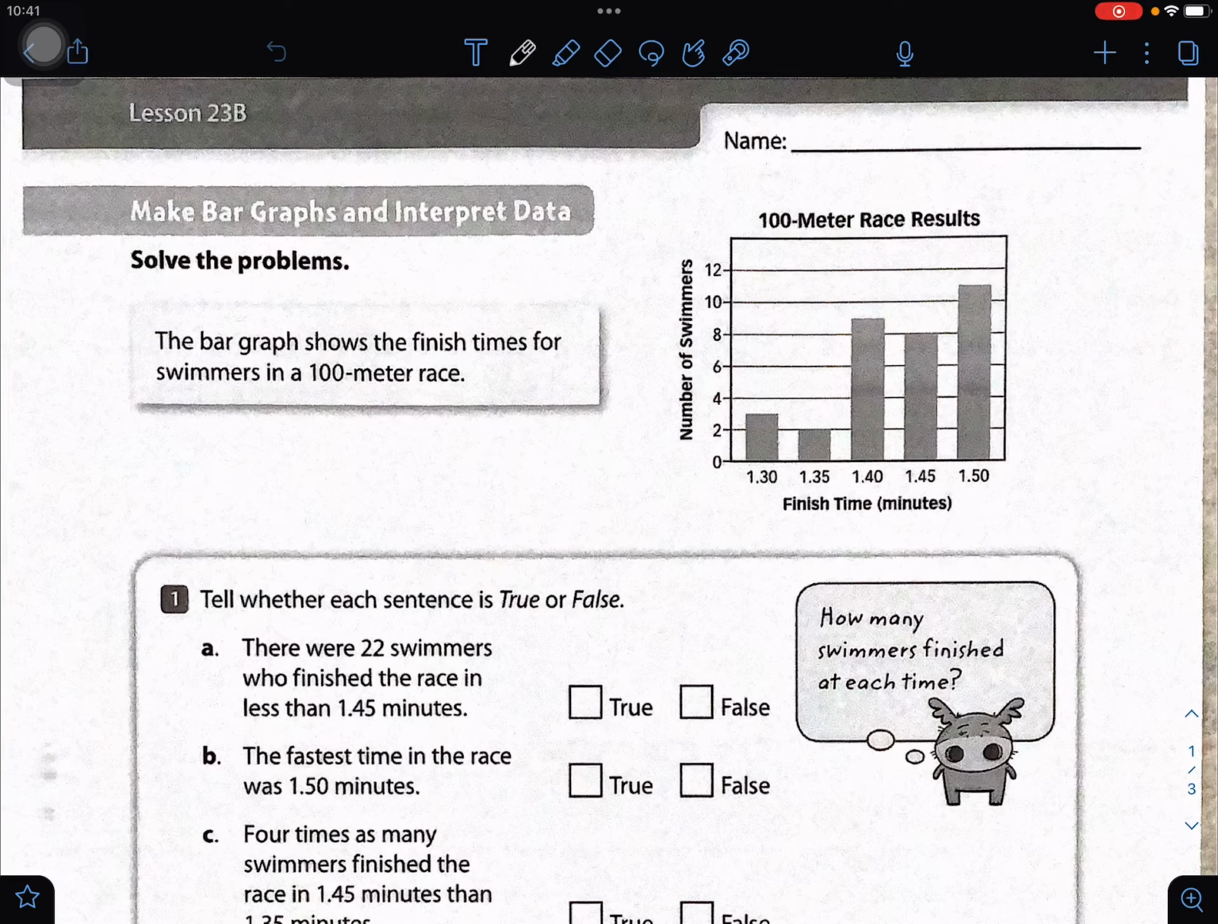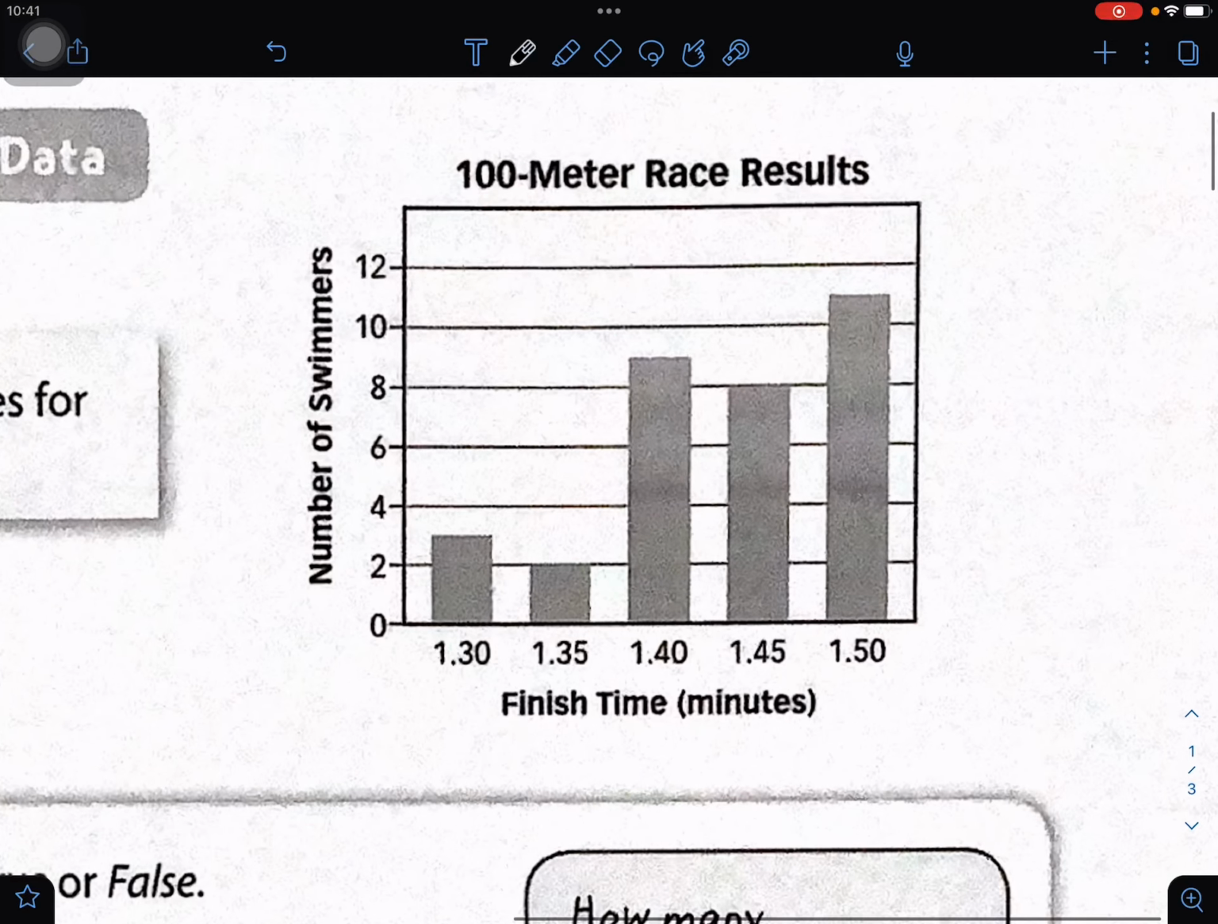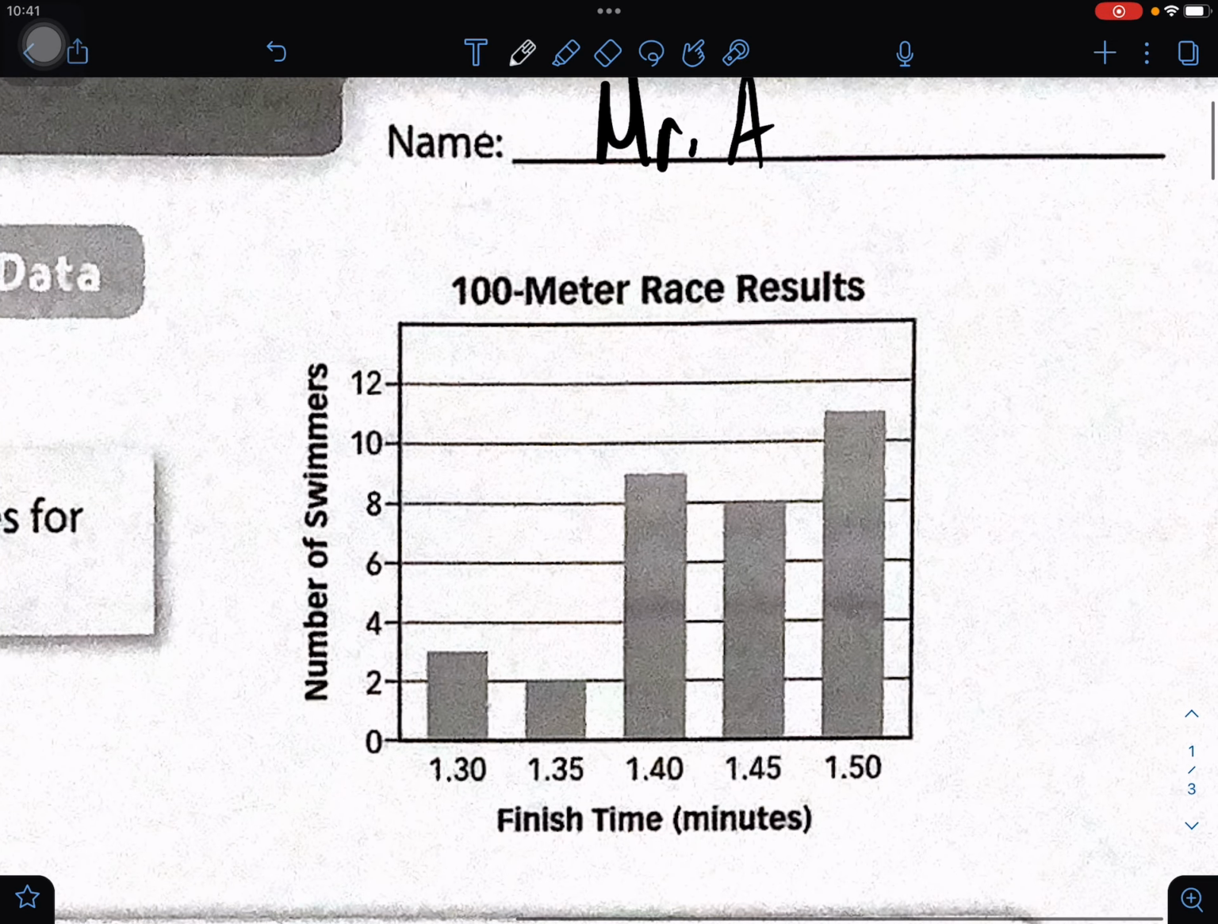Hey, it's Mr. A. So this is going to be our REmastery video for MD2, which is all about interpreting data by looking at graphs. You should have these papers in front of you. If you don't, make sure that you do. You're also going to need a pencil because we're going to write all over these graphs and work on some of these questions together. So before we look at any questions, I like to just observe the data.